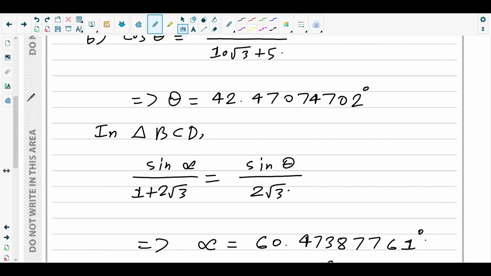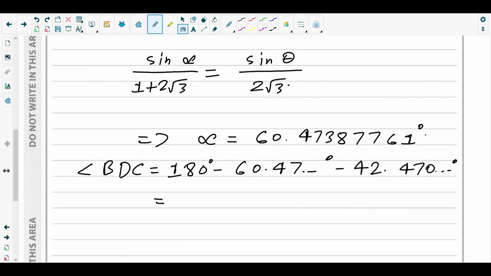60.473877 plus 42.47074702. So this gives 102.944646. So subtract it from 180, the sum of theta and alpha. So 180 minus the sum of theta and alpha gives 77.0553757 degrees. Okay, we got the angle BDC.